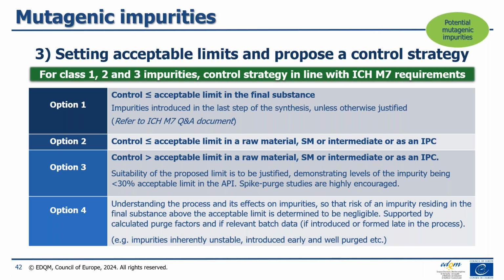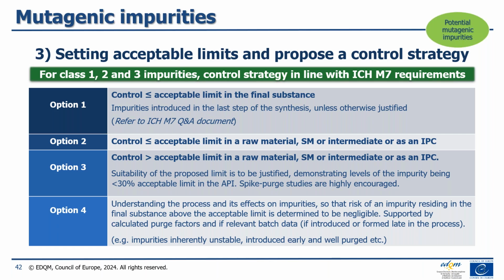For option 3, as you're proposing a limit which is above what is acceptable, you need to justify the suitability of the limit that you're proposing. And this should be performed by demonstrating that the levels of the impurity will be found below 30% of its acceptable limit in the final substance. And this is a very important point. And to apply this option, usually spike and purge studies are highly encouraged.